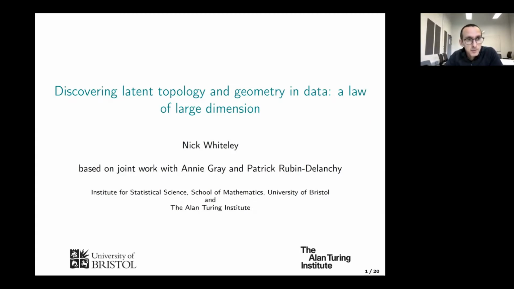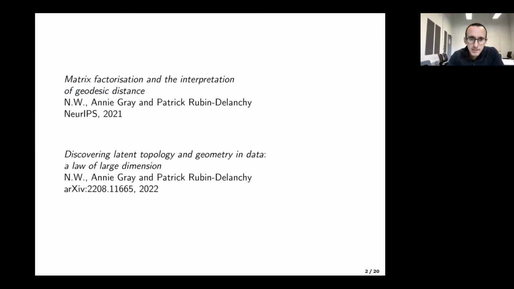which we just posted on arXiv 2 days ago. So it's very hot off the press. I think this is the first time I've really talked about it. It's work with Annie Gray, who's a PhD student here in Bristol, and my colleague also in Bristol, Patrick Rubin-Delanchy. He's also based here in the School of Maths. The thing we put on arXiv is a sort of journal length paper, and there was a short kind of partial version of the work, which was at a conference last year.